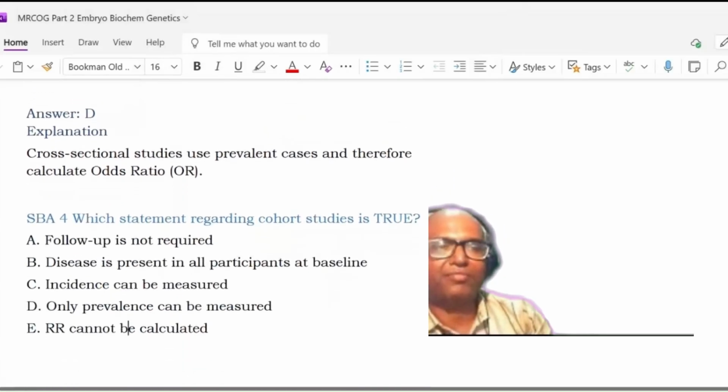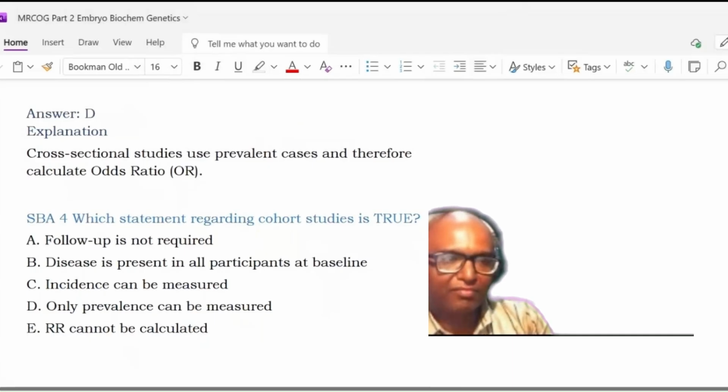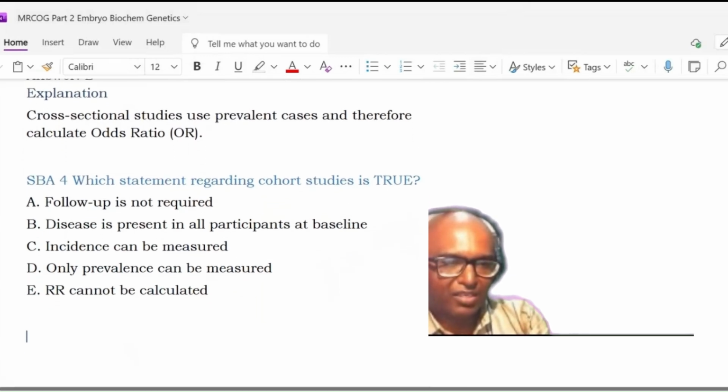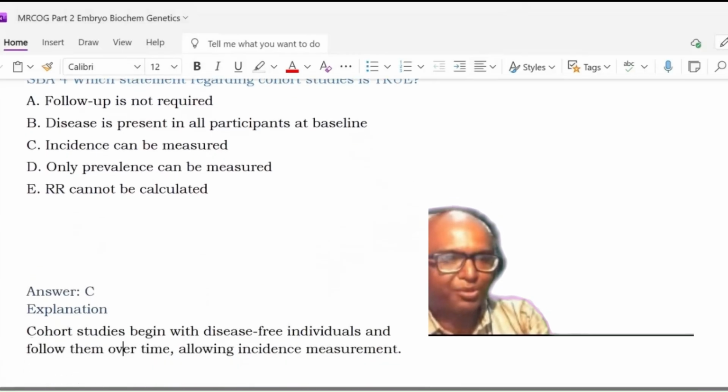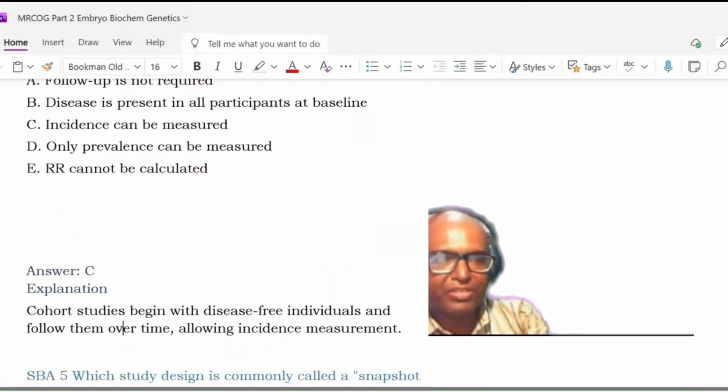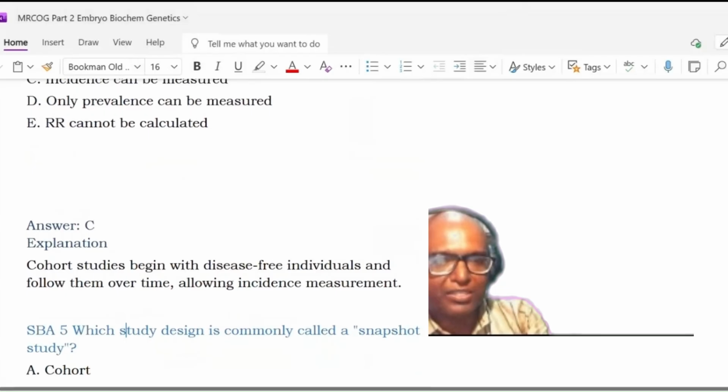Next, question number 4. Which statement regarding cohort study is true? A, follow-up is not required. B, disease is present in all participants at the baseline. C, incidence can be measured. D, only prevalence can be measured. And E, RR cannot be calculated. So true, it is the incidence can be measured. So answer C. Such type of questions you are going to get. Cohort studies begin with the disease-free individuals and follow them up over a period of time, allowing incidence measurement.